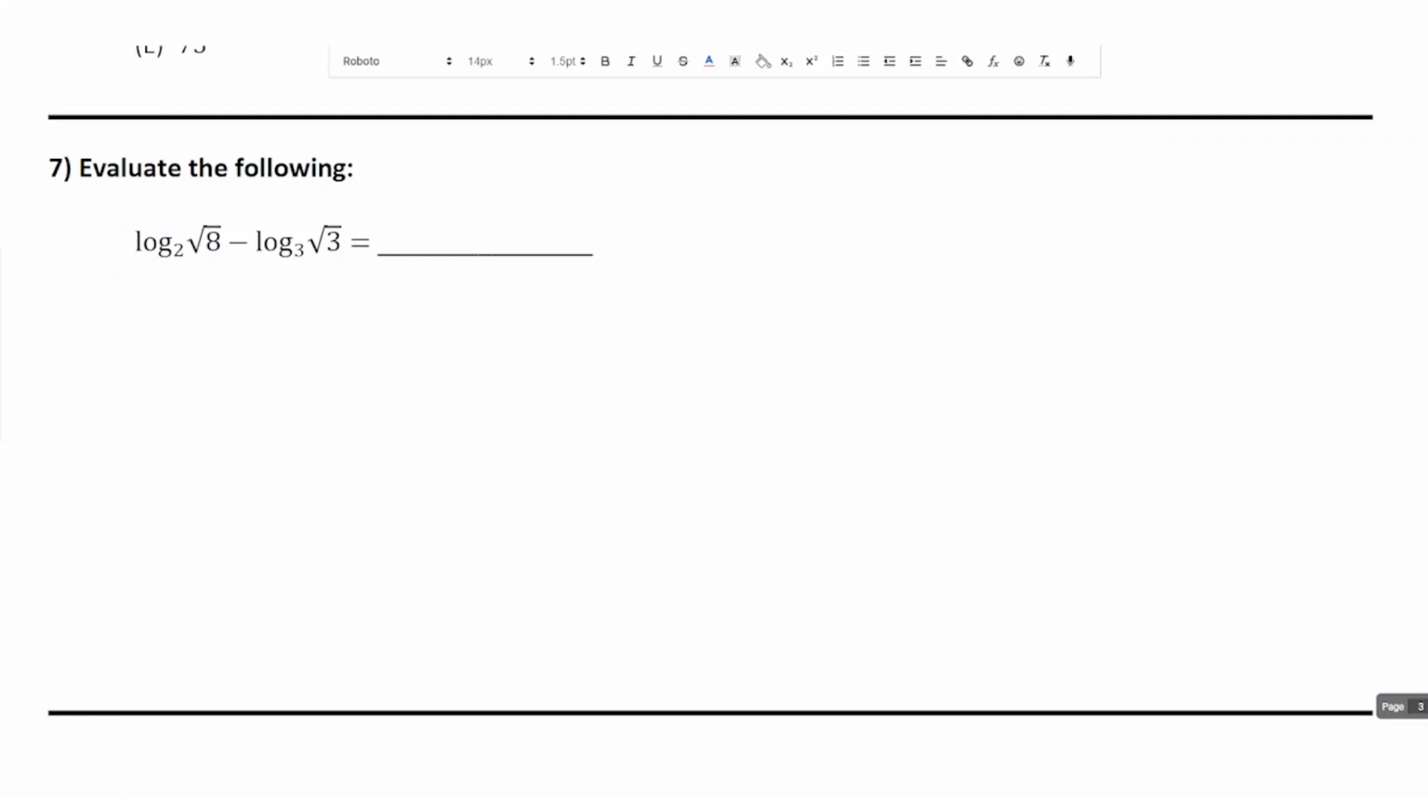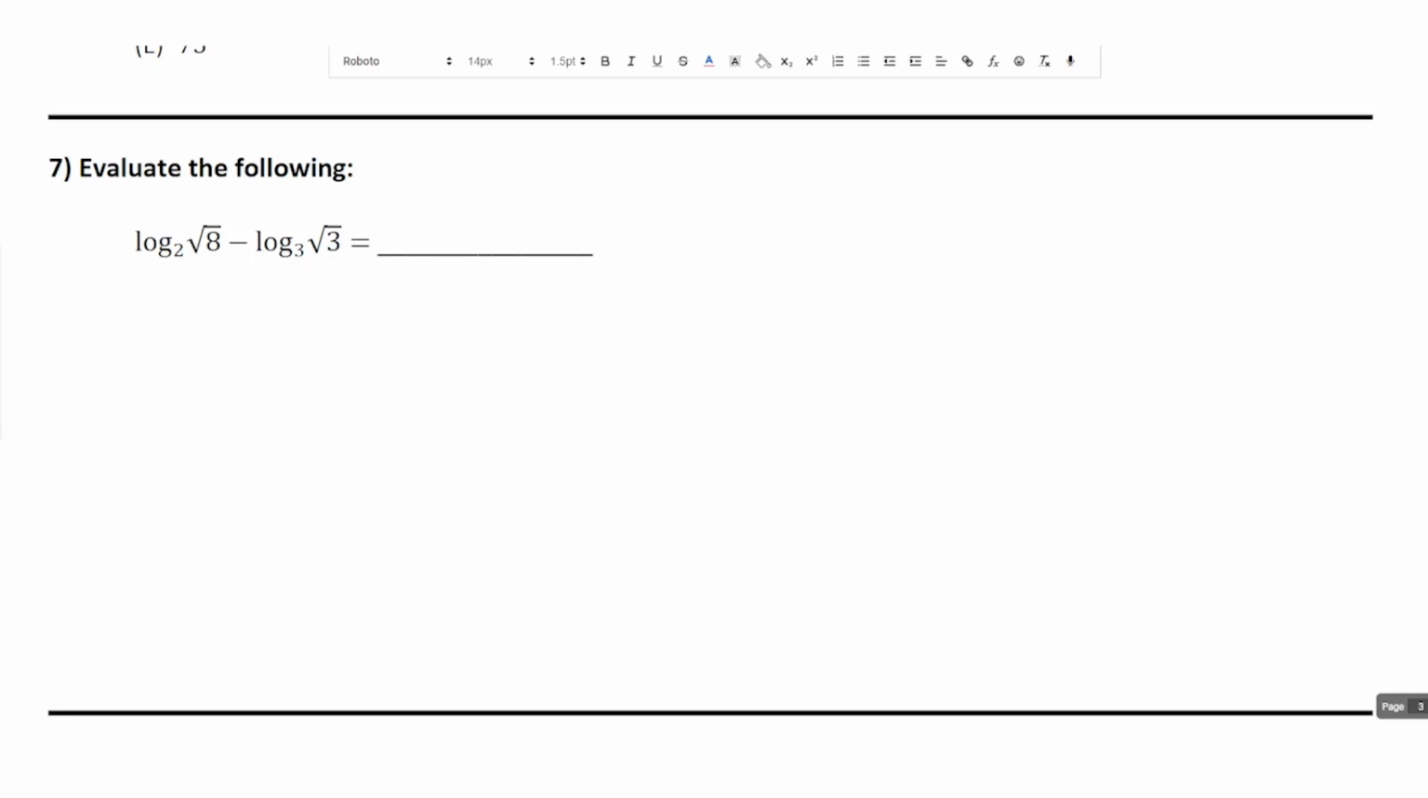Number 7, it says evaluate the following. Log base 2 of root 8 minus log base 3 of root 3. So we need to evaluate these separately. Now, I'm going to show you how to do this by hand, but I also want to show you how to do this in the calculator.